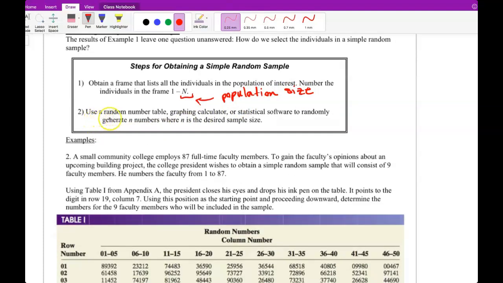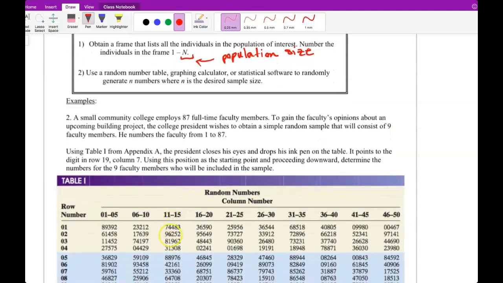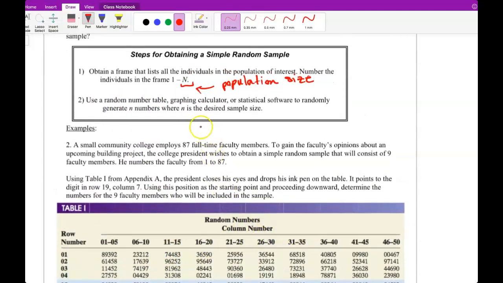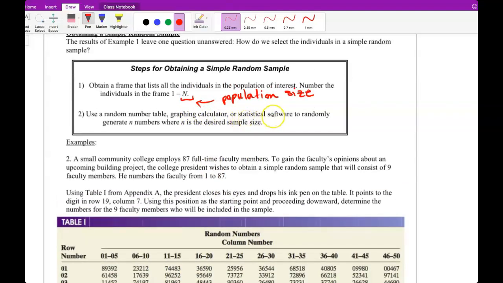The next step, use a random number table, graphing calculator, or statistical software to randomly generate n numbers, where n is the desired sample size. So this n is the sample size. That's why we're going to use a random number table here.